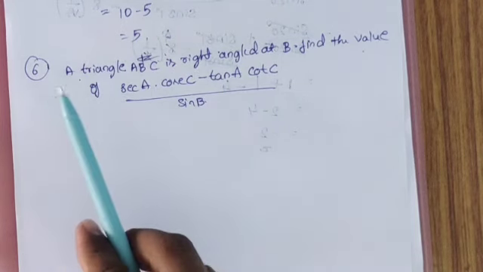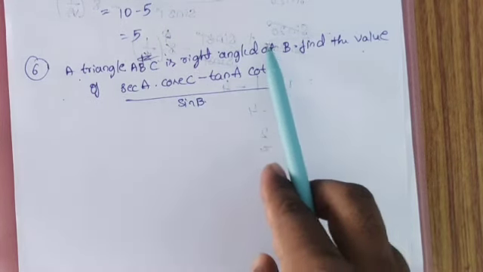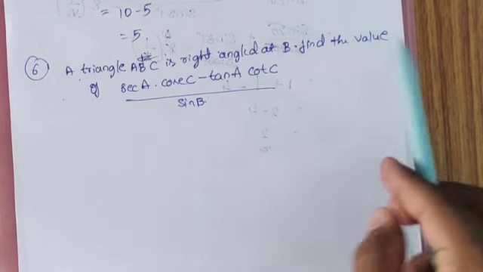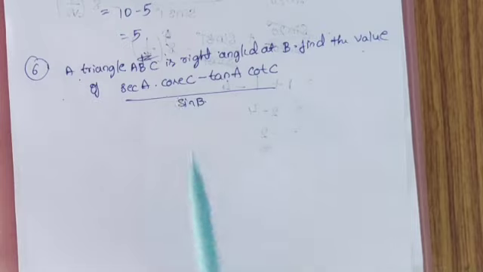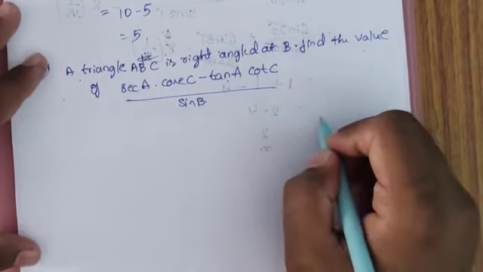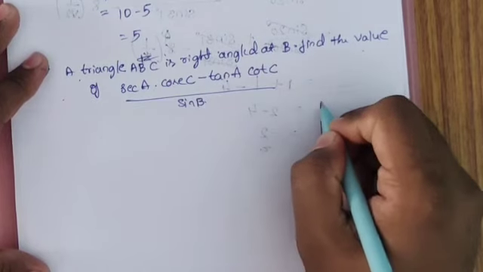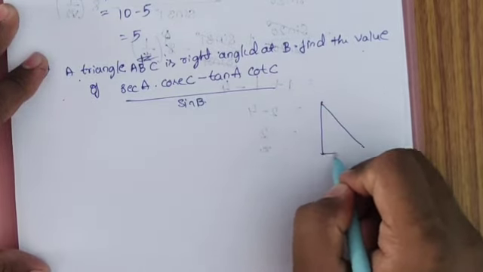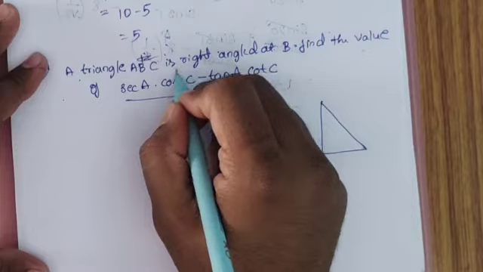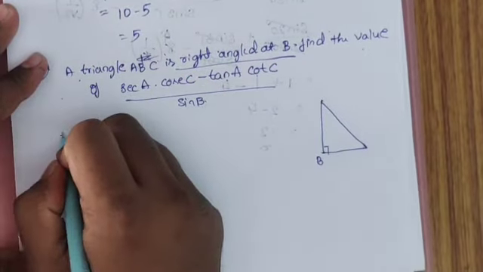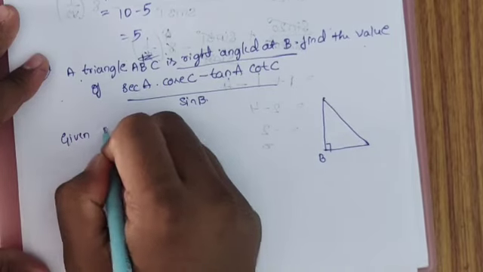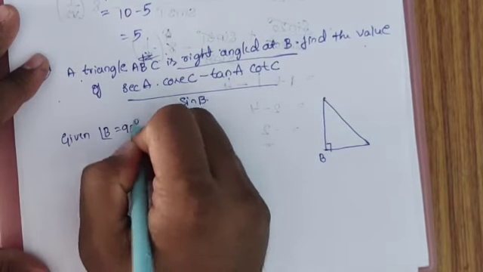Question number 6. A triangle ABC is a right angle triangle at B. Find the value of secant A into cosecant A minus tan A into cot C divided by sin B. So how to find this? So what is the given thing? Let us write one right angle triangle. So in the right angle triangle, angle B is 90 degree. It is right angled at B. So hence B is equal to 90 degree.